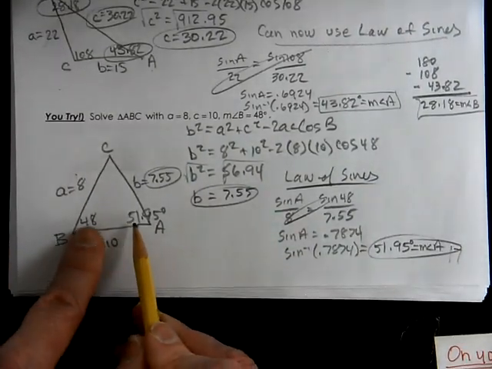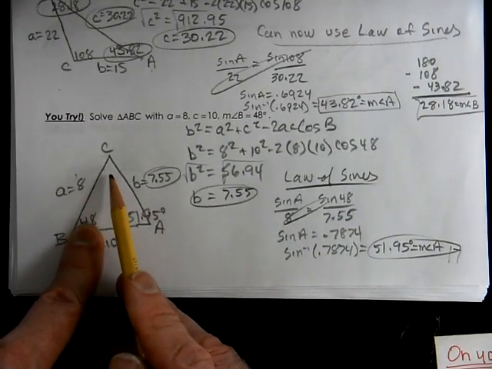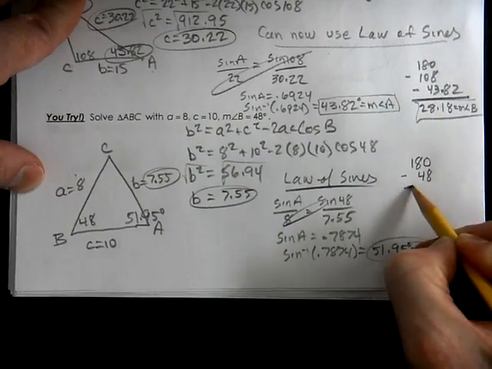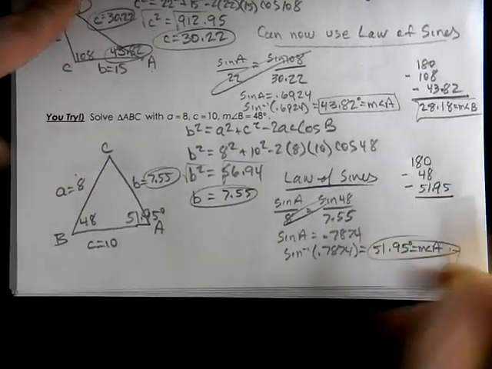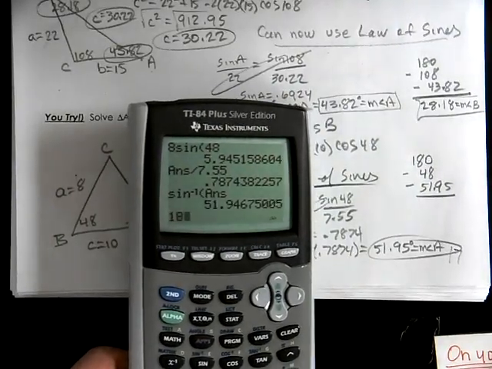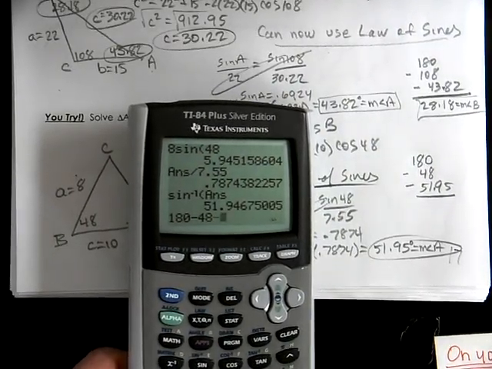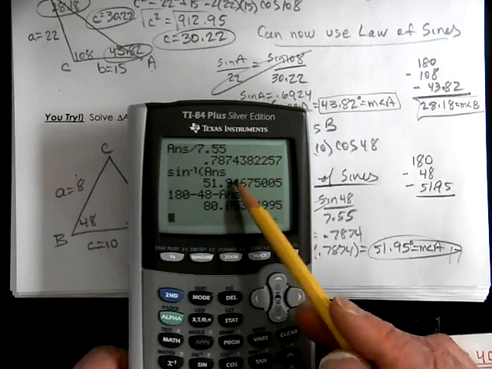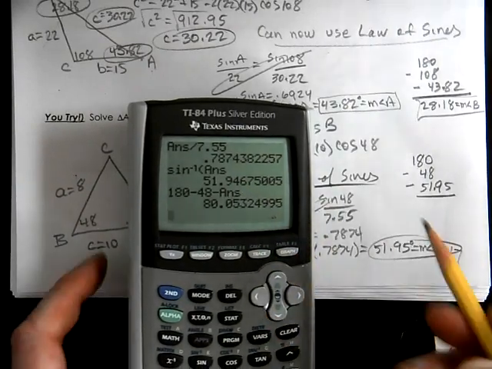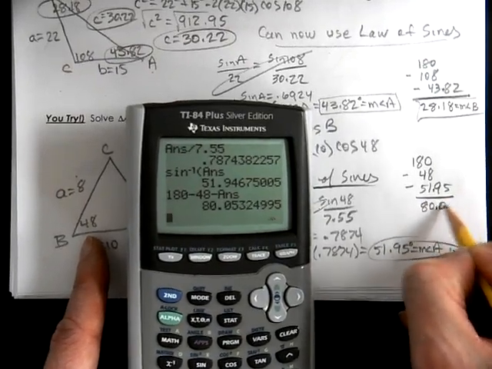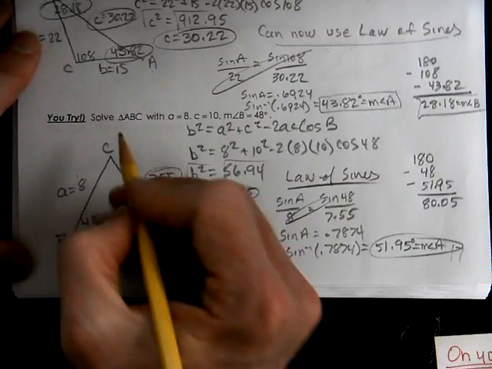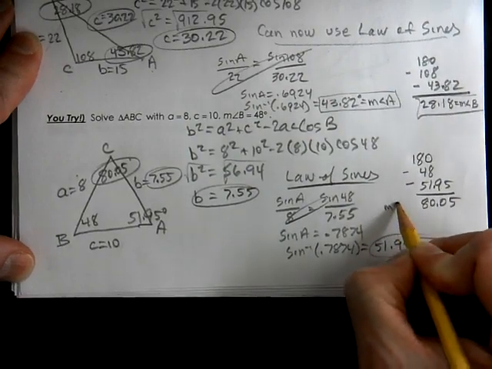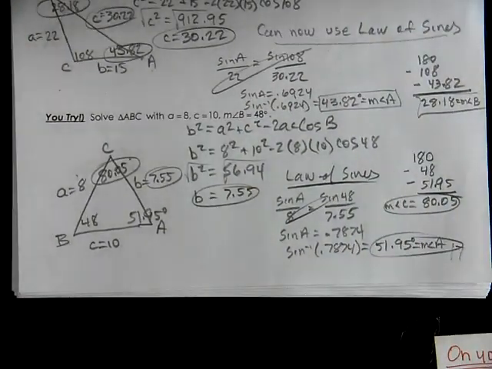51.95. So this adds up to less than 90, so this is going to be acute. So it didn't matter, but it could have mattered. So we'll take 180 minus our 48 minus our 51.95. Sometimes it's just easier to pull the previous number down rather than type it in. And we get 80.05, which is acute, so it wouldn't matter. This is the measurement of angle C. You want to label your work.